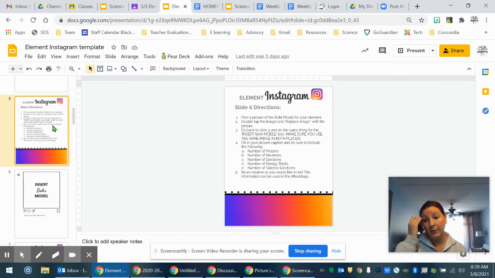This is also a great tool to review for your test. It's either on Thursday or Friday. You can always use your notes if you don't remember.